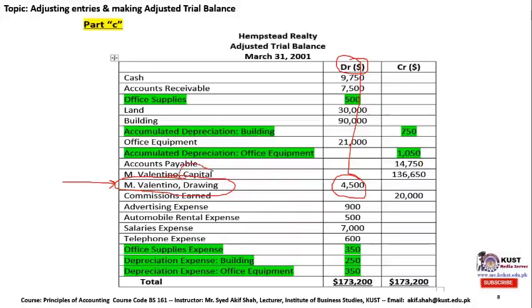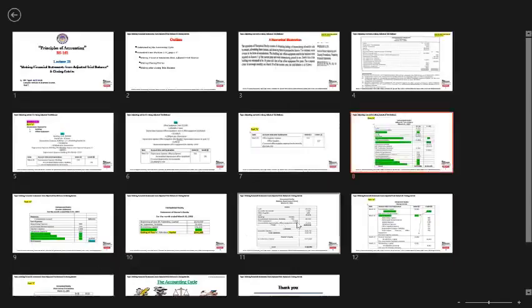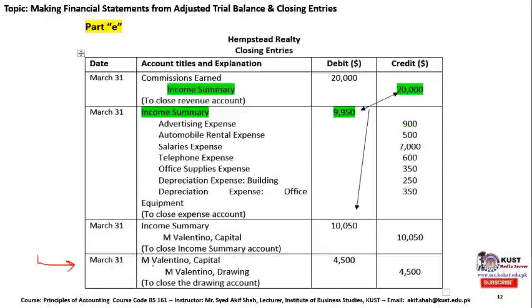So definitely when there is drawing, it is from the capital of the company. So let's move forward to the closing entry section. We can see that in the adjusted trial balance, M. Valentino Drawing had a debit balance, but while you are closing, you have to mention this title in the credit column, and correspondingly, you have to debit the company's capital account because this money was withdrawn from the owner's equity portion. So the owner's equity will get a debit entry and the drawing will get a credit entry, and this cross entry will finally close down the drawing account.